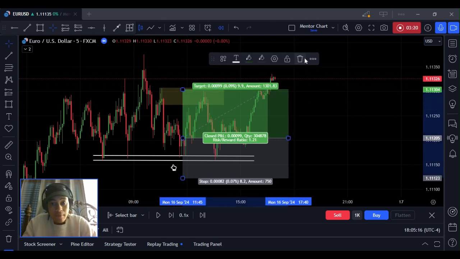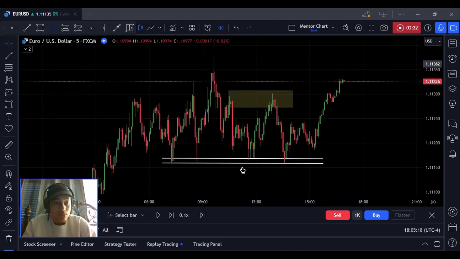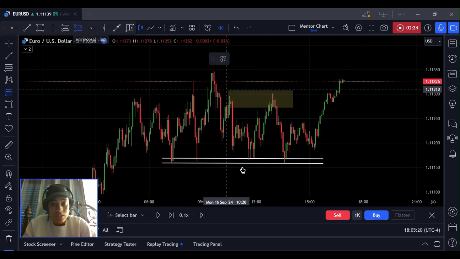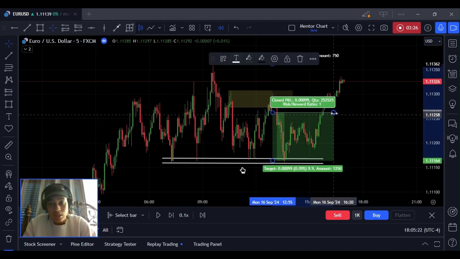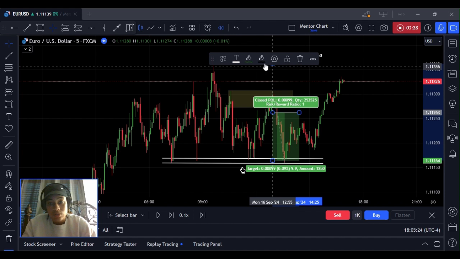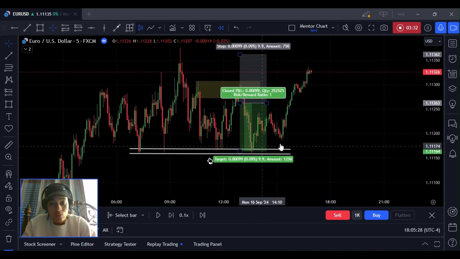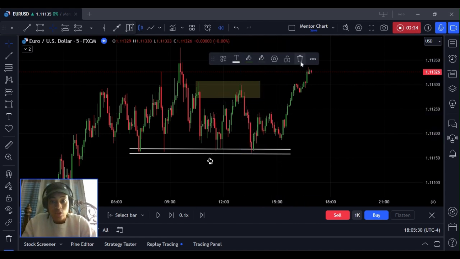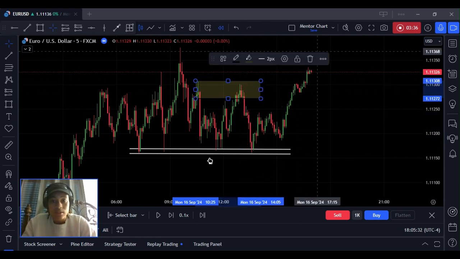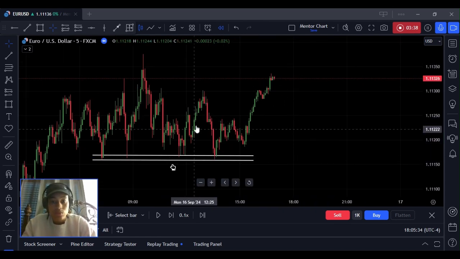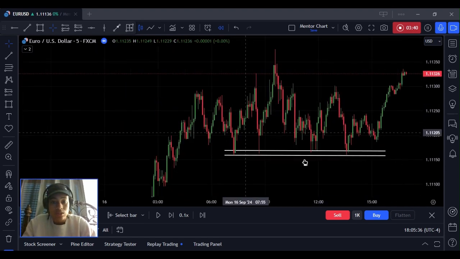And so if you were not to take the support setup, you can easily take the supply setup right here, draw a cross, boom, won that trade. So there are multiple ways to win in this. Let's go to the next setup.